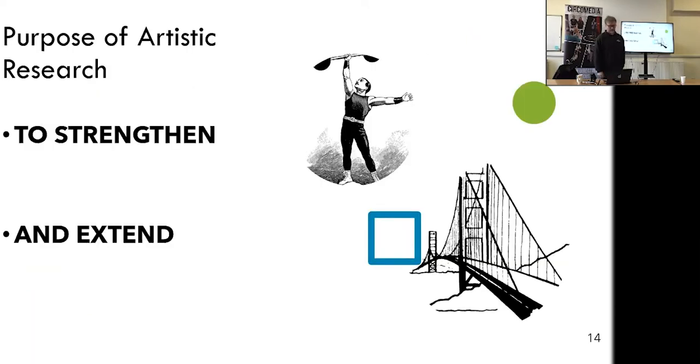The other purpose of artistic research on the course is to strengthen and extend your own practice. To strengthen it for you, so that you have a stronger sense of why you're making the work that you're making, but also to extend your practice so that it might be useful to others in other fields, not just other Circus artists or other Circus directors, but that it's useful to people in other fields. What you discover in your research as a Circus artist might be useful to an architect or a musician or a painter. This is one of the goals of artistic research, to find fundamental principles.